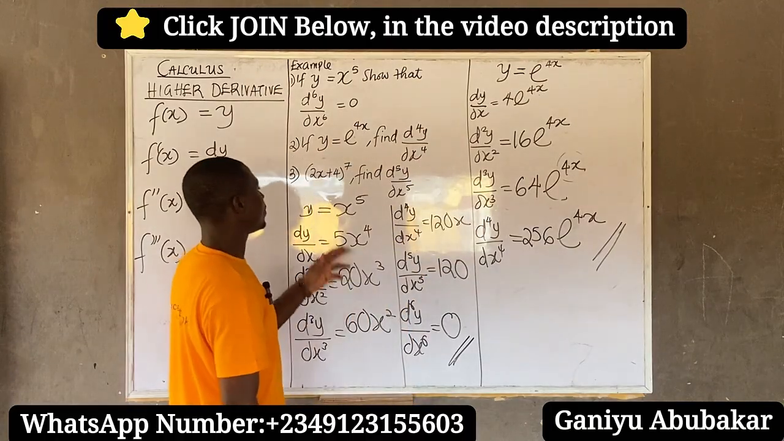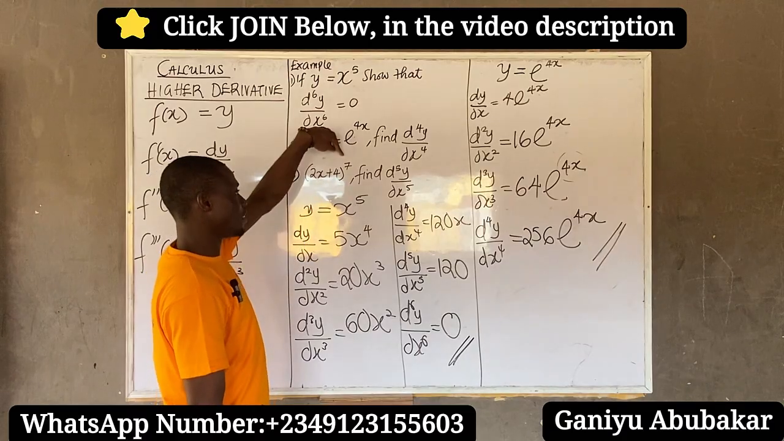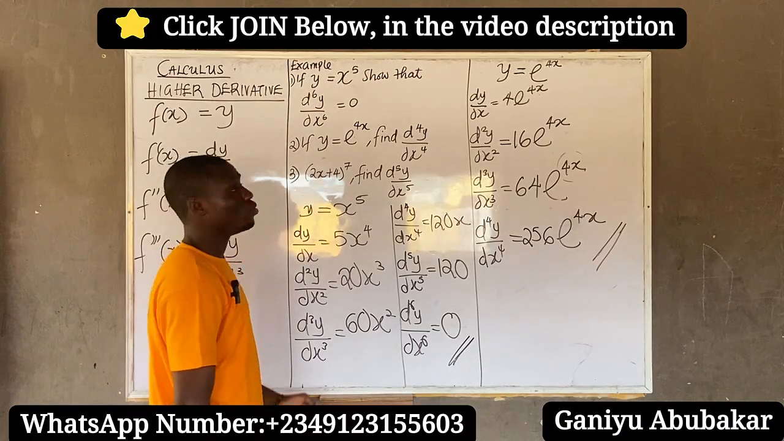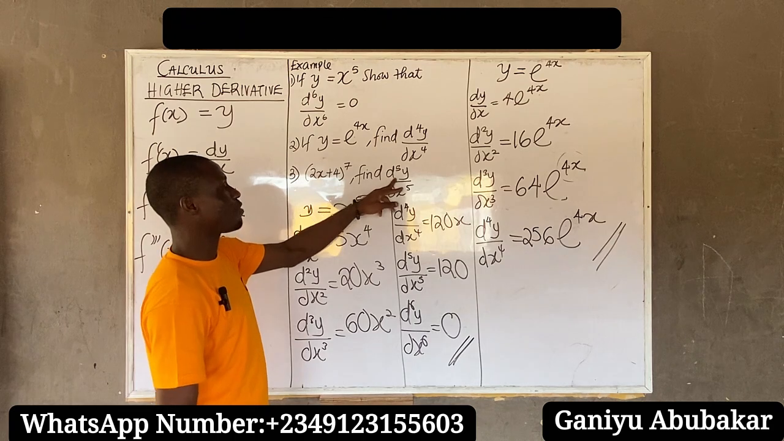So you help me find, for y equals 2x plus 4 to the power 7, this, of course, is a chain rule. So differentiate these things 5 times, right?